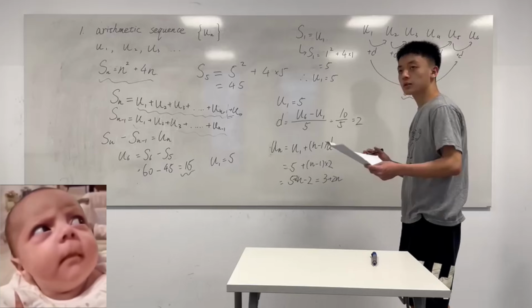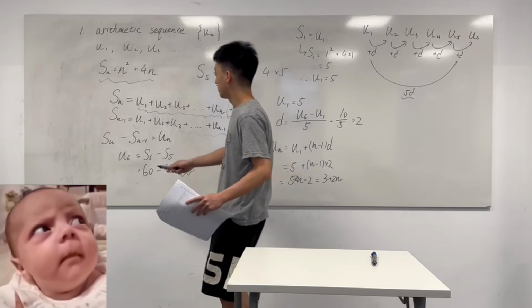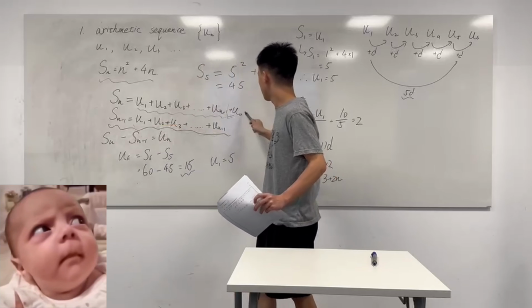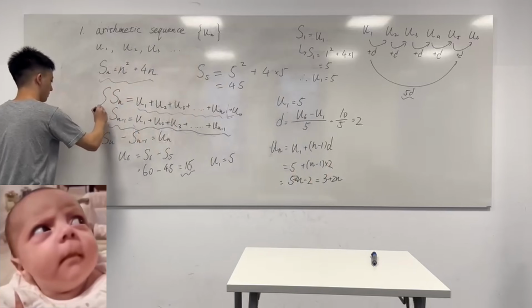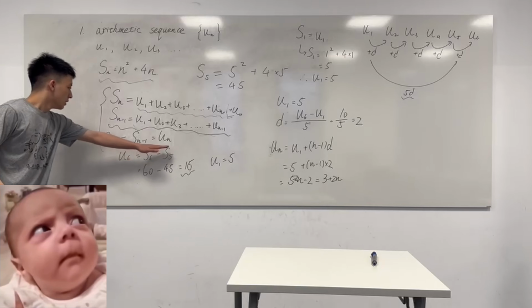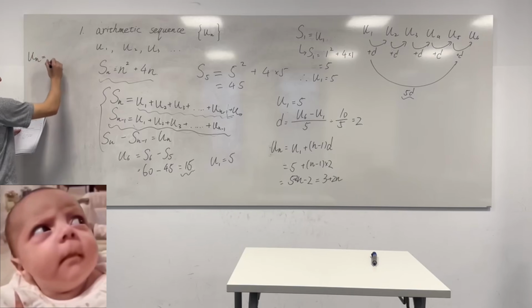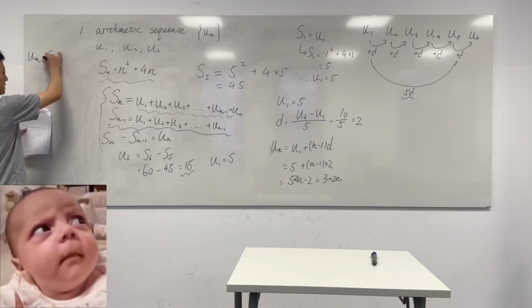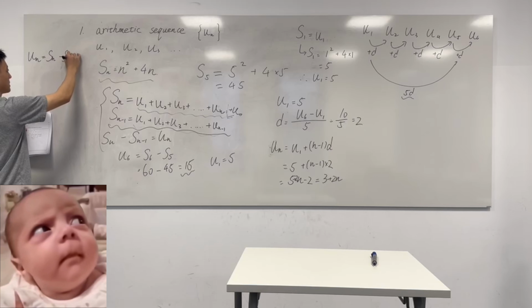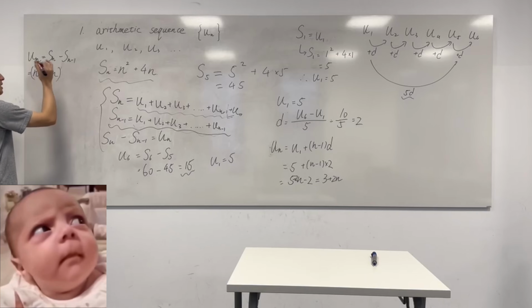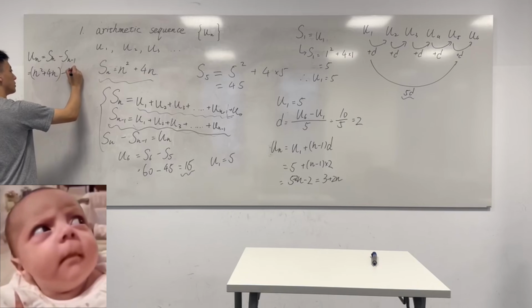And here's another way. Let's observe the thing we did here. You see, we can calculate Un by using Sn minus Sn minus 1. So we know that Sn is equal to n squared plus 4n, and Sn minus 1 is equal to something like that.